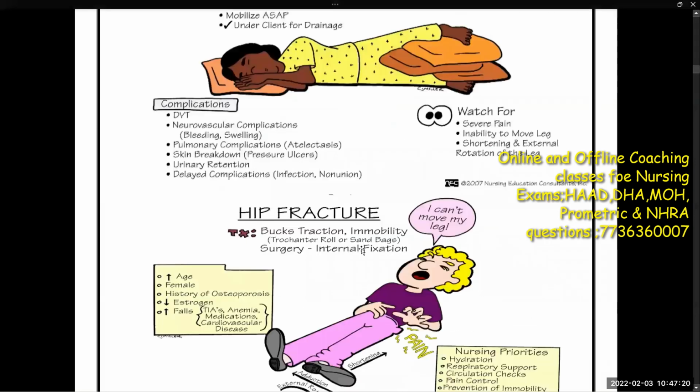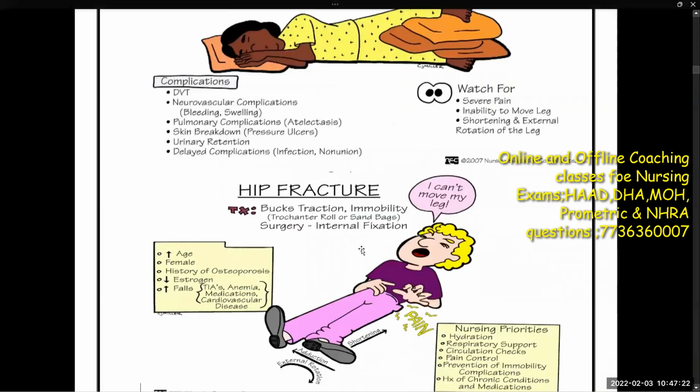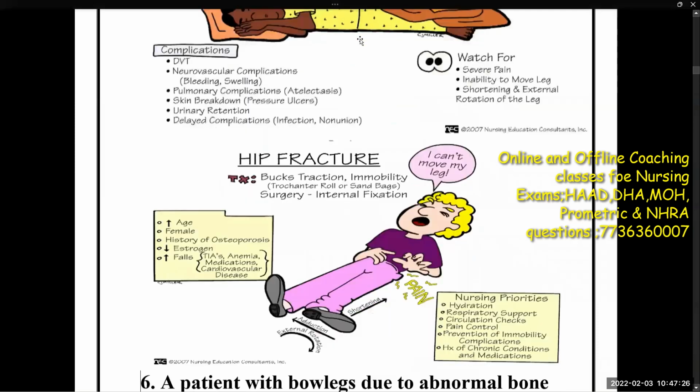And hip fracture, what is the sign of hip fracture? Please look at this picture. This is something very important. Hip fracture.